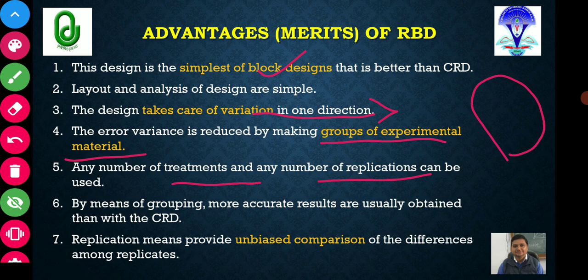If you remember, here you have to emphasize that any number of treatments and any number of replications can be used in the case of RBD. By means of grouping, more accurate results are usually obtained than with CRD. So when you are grouping, the chances of heterogeneity of experimental material are reduced. That is why you get a more accurate result.